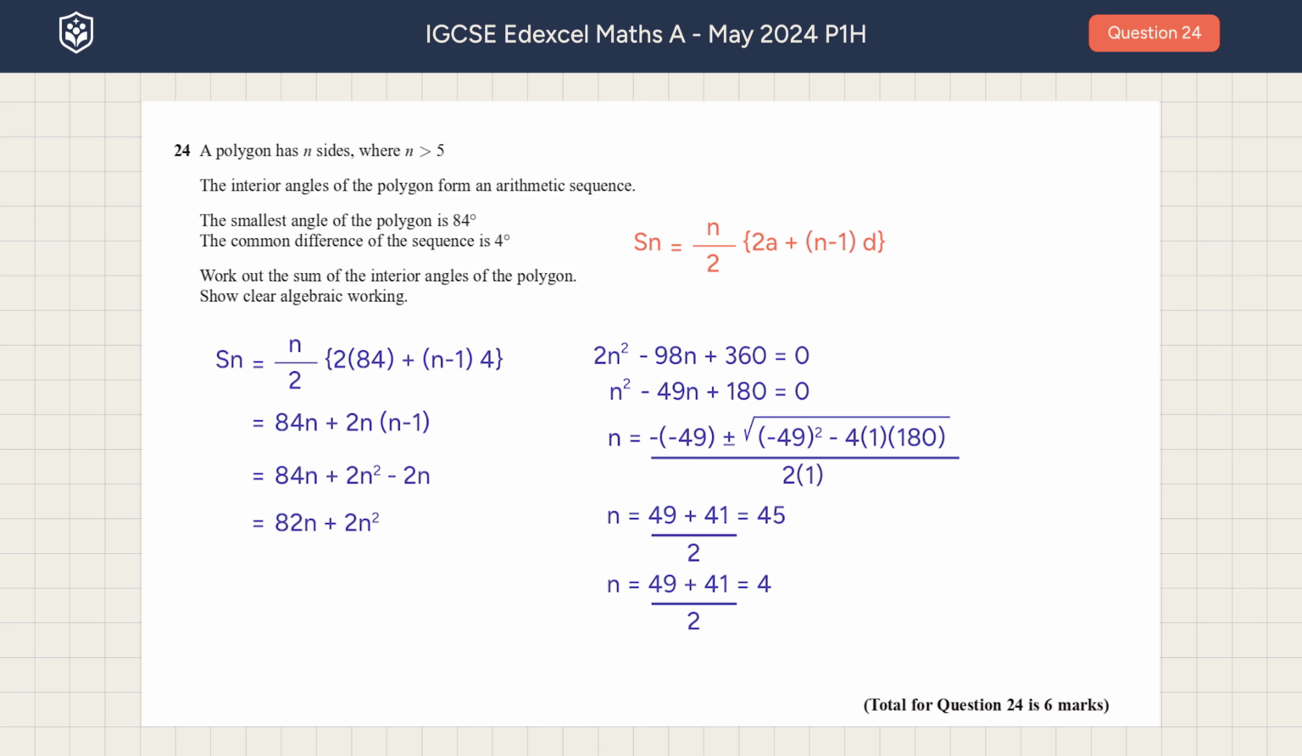Finally, we can find the sum of interior angles by doing S45 equals 82 times 45 plus 2 times 45 squared, which equals 7,740. And let's say we use the other formula, which is (45 minus 2) times 180, which would give us the same thing.